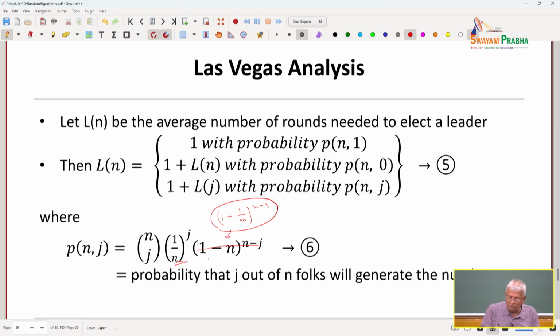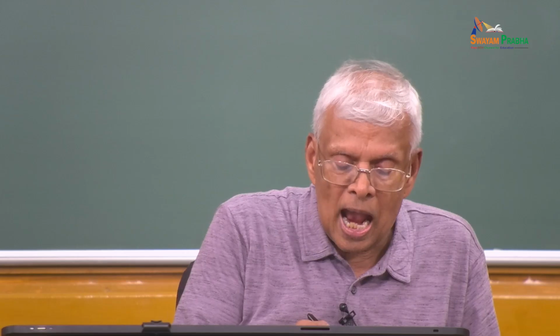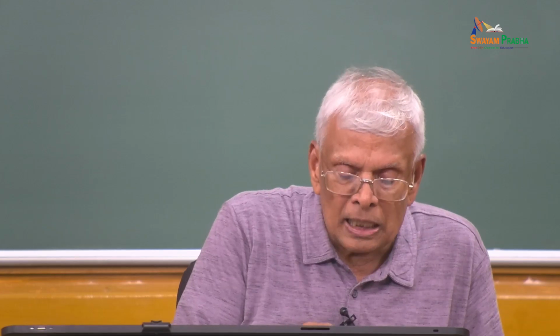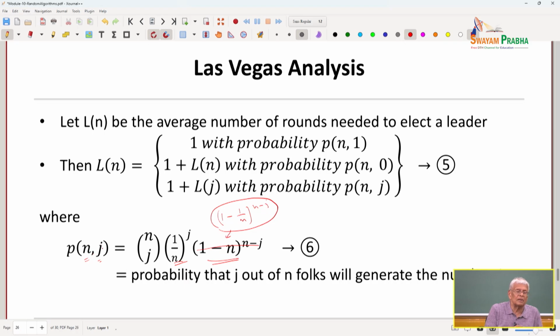So this is the binomial probability. What is that? Out of n tosses, I get k heads. Out of n people, j people get 1. So I'm trying to fit a binomial model to compute my probability. So the probability that j out of n folks will generate the number 1, that is p_n,j. So p_n,1, p_n,0, p_n,j. So the L_n takes the value 1 with the probability p_n,1.